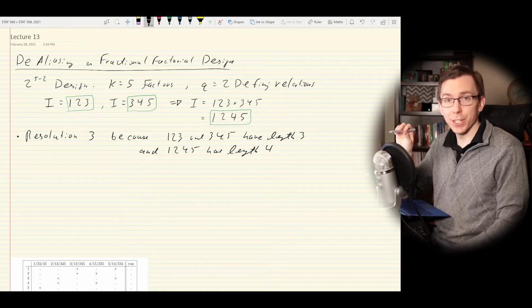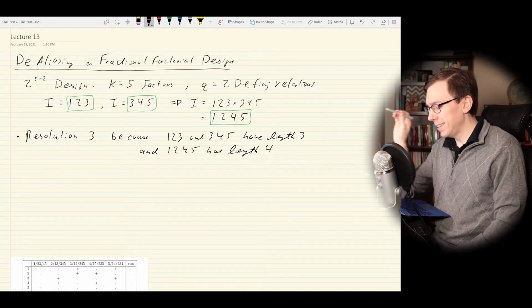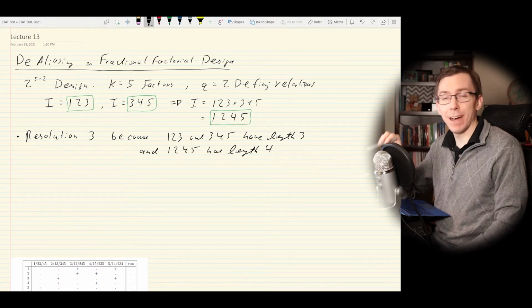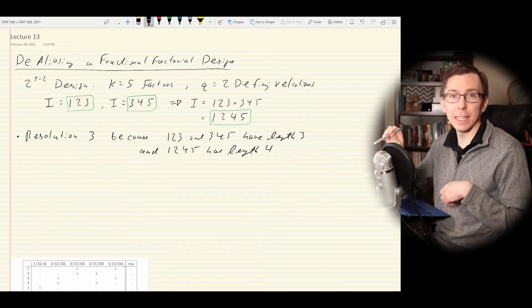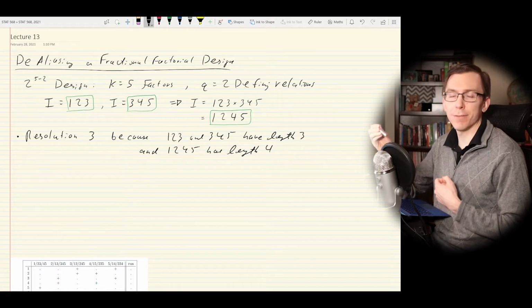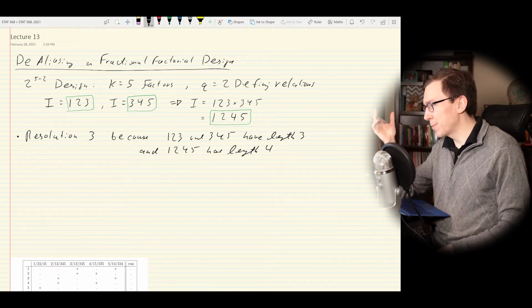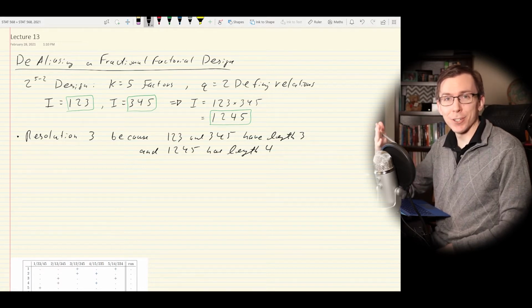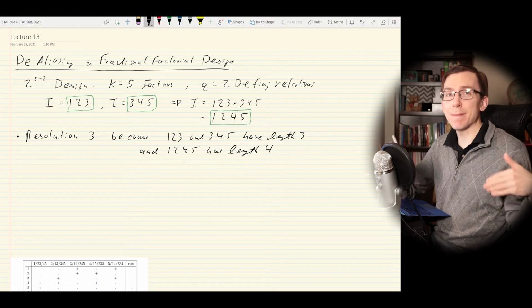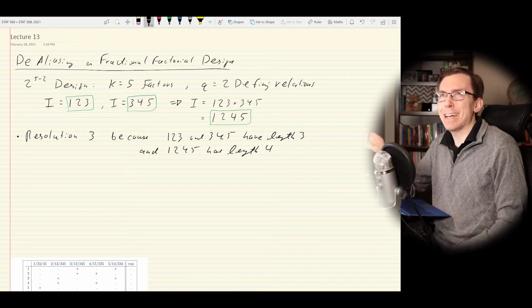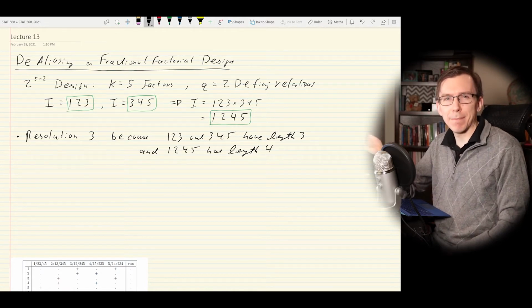And remember, the resolution of a design is going to be the minimum length of any, I guess, across all of the elements of the defining contrast subgroup. So here we have 2 elements of length 3, 1 element of length 4. The resolution is 3 in this case. Now, oftentimes when you're trying to pick a design, you want to try to maximize the resolution. The bigger the resolution is, typically the better you're going to be doing with respect to troublesome aliasing relations. By the time you get to resolution 5, typically people are happy with that.